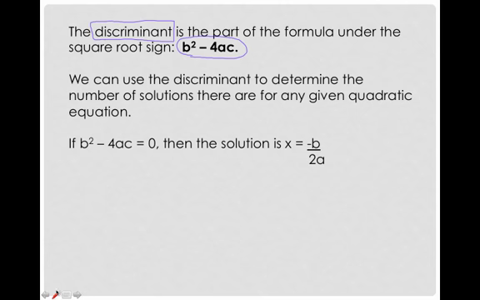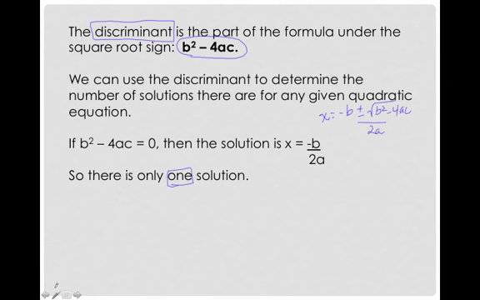Think about it. I've got x equals negative b plus or minus the square root of b squared minus 4ac all over 2a. So if this is equal to 0, then I only have x equals negative b over 2a. There is no plus or minus, so I only have one solution. So when my discriminant equals 0, I have exactly one solution. Okay, make sure you write that down. I have exactly one solution when my discriminant equals 0.